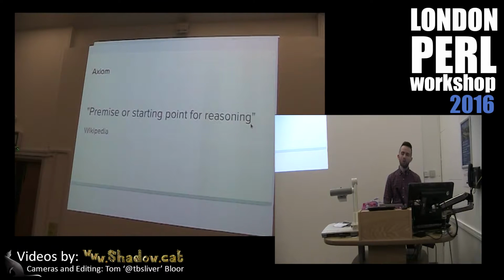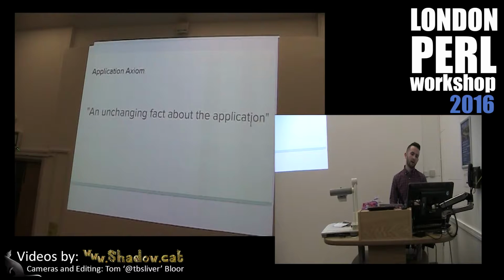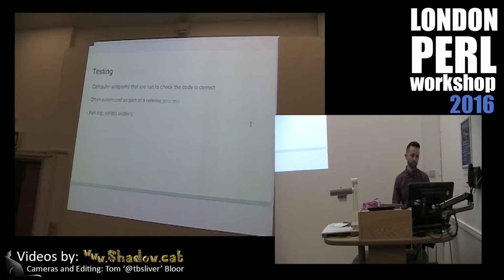So what do I mean by axiom? Well, Wikipedia says it's a premise or starting point for reasoning. And I've defined an application axiom as an unchanging fact about the application. So an example might be the code must compile, because if your code doesn't compile, you don't have an application, you just have some text that aspires to be an application. So that would be a fact about an application.